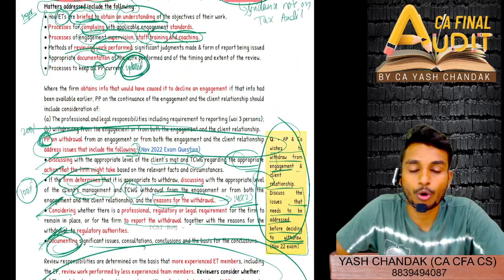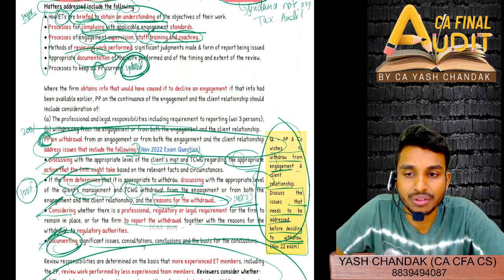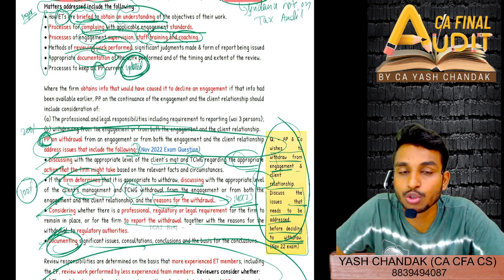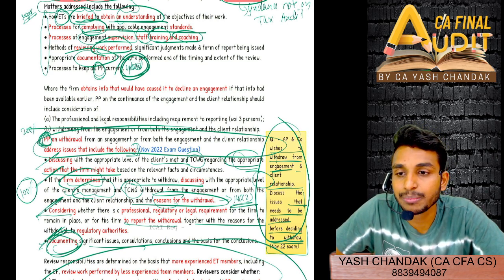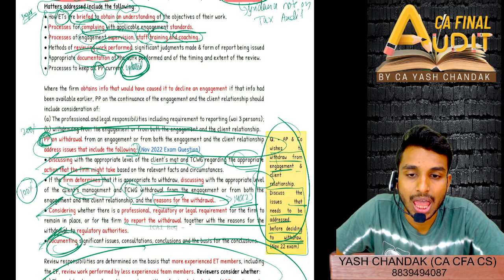So this was asked in November 2022, last to last attempt. Exam question, first question, compulsory question. Generally you will find from SQC 1, they'll give you the question in the compulsory section only. A question you cannot avoid. That is why SQC 1 again becomes very, very important.